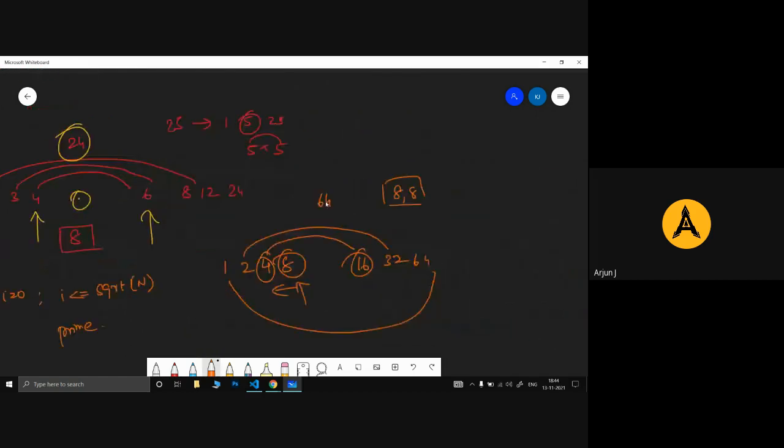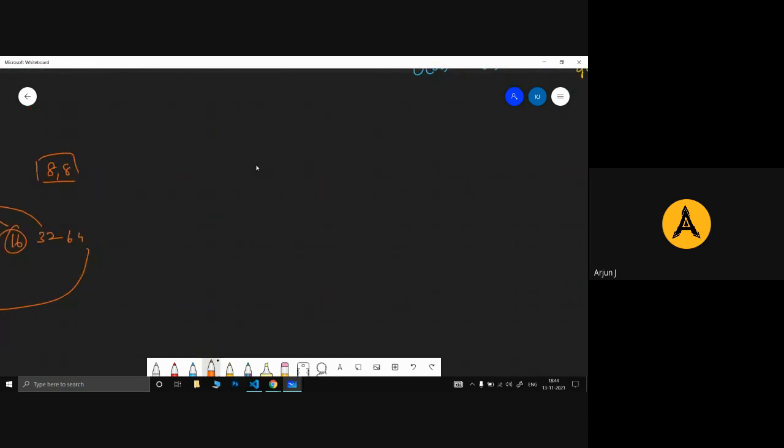But this would be good for a single test case. But as we discussed earlier, we are going to have a lot of test cases and there are going to be multiple queries. So what will you do in that case? That is the problem over here. That is where the Sieve of Eratosthenes comes very handy.